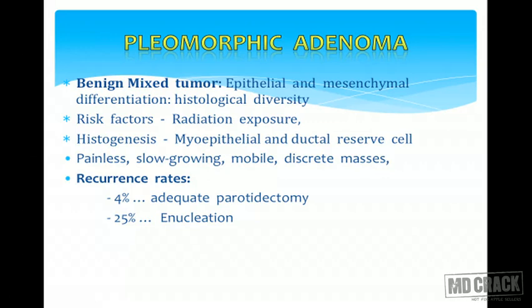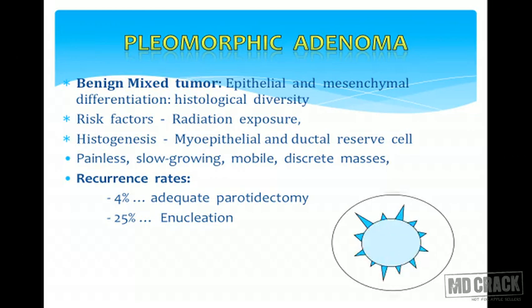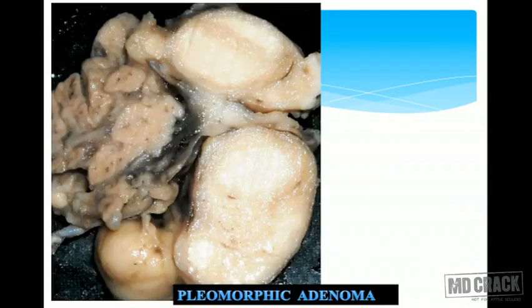Although it is benign, it's known for recurrence, that you have to remember. Even with complete enucleation, sometimes somehow these pleomorphic adenomas are known for regrowth and even recurrence. So this is what I have shown here by diagrammatical representation. You have to completely excise as much as possible.